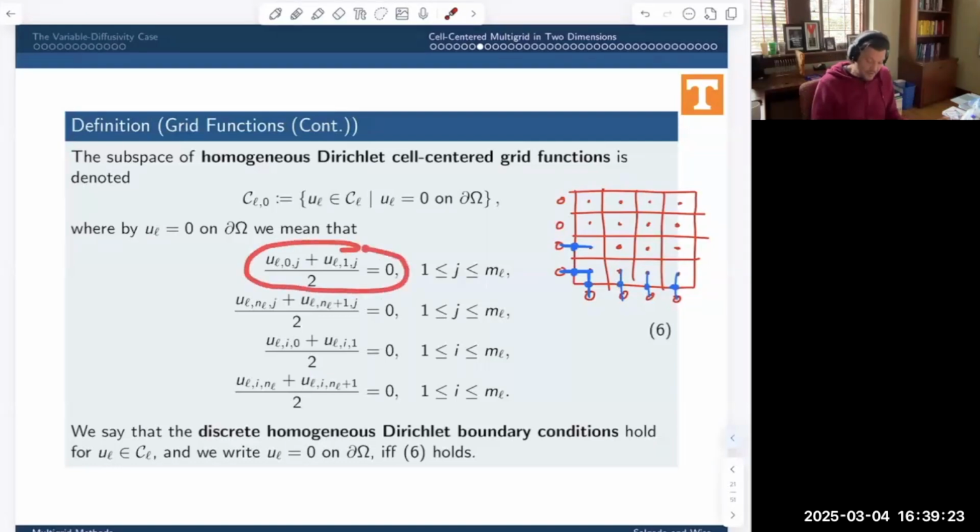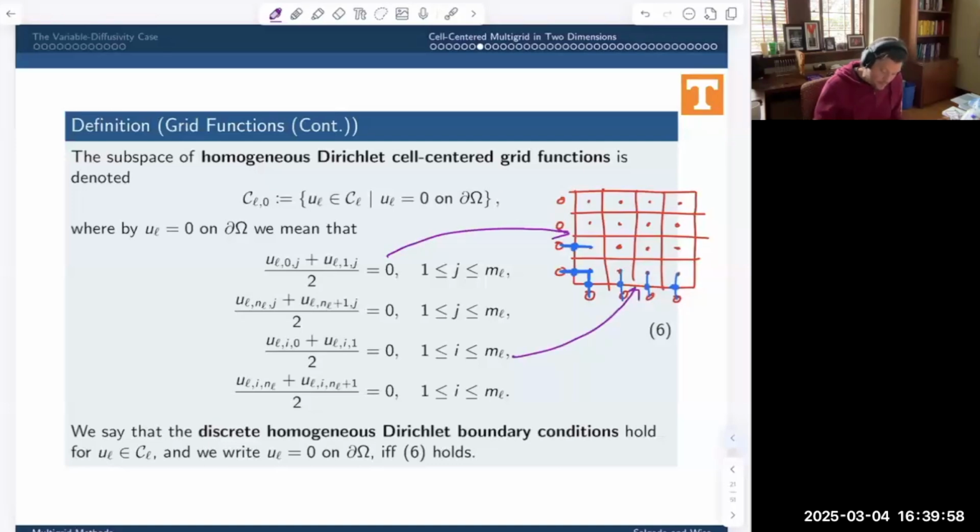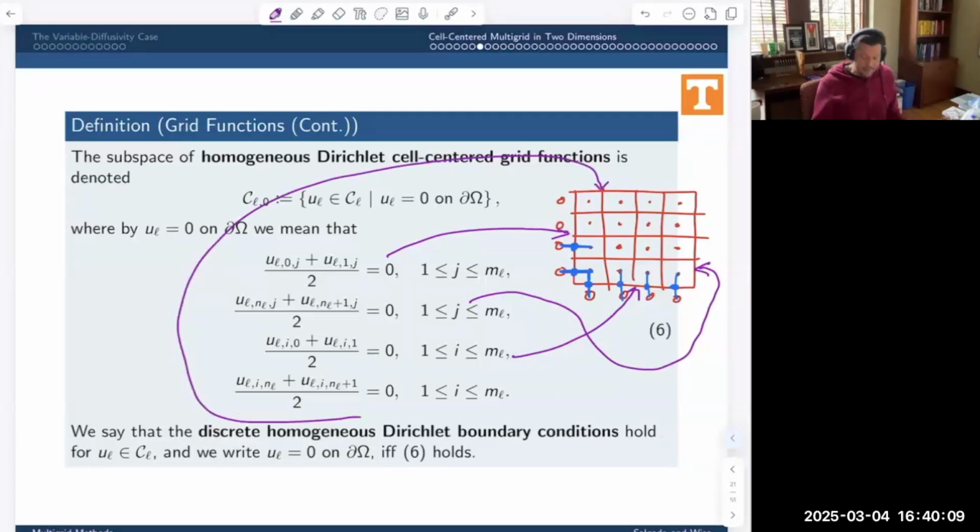So these are the averages whenever i is equal to 0 or 1. So that's along here. And whenever j is equal to 0 or 1, then that's the average along here. So this guy is that one. This guy is that one. So let's draw those on here, maybe using a purple crayon. So this one is that boundary. This guy is that boundary. Where is this one? This is that boundary. And this one here is that boundary. Okay, so I have 4 different conditions demanding that these averages are zero on the boundary.